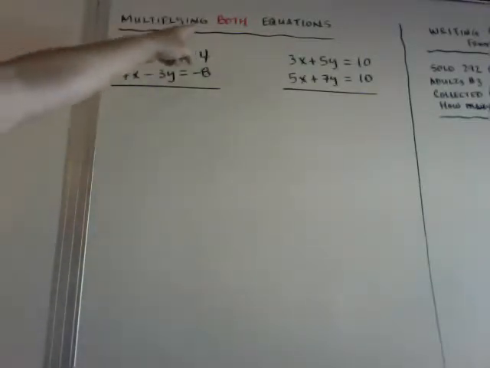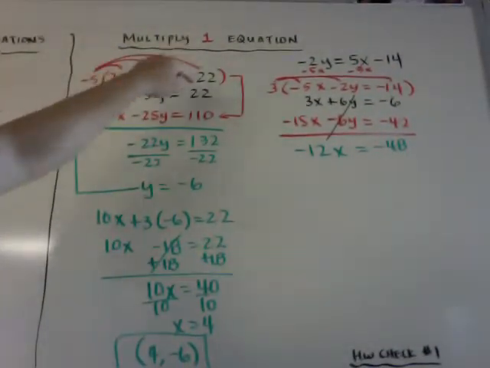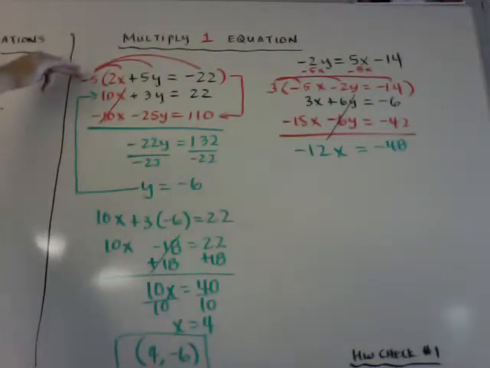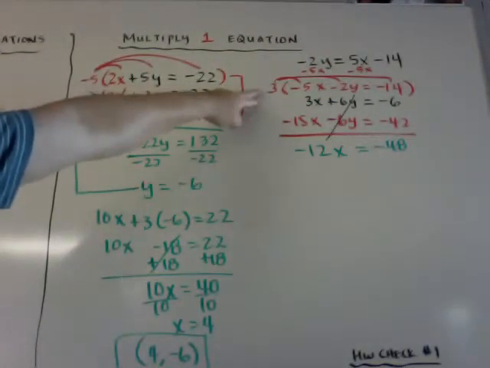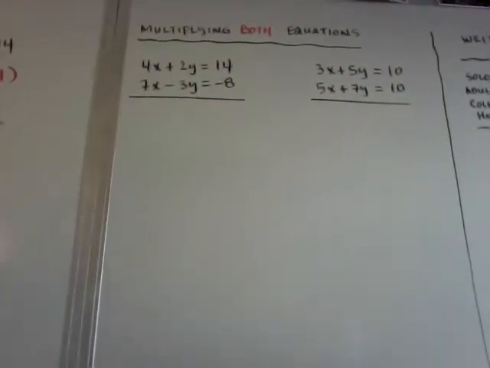So now I need to multiply both equations. I'm sorry, I didn't point it out in this one. In this one, you can see I multiply just one equation. So in this case, I multiplied the top one, and in this case, I multiplied the top one again. In this case here, you're going to have to multiply both equations to get elimination. So it doesn't matter which one you eliminate, the x's or the y's.